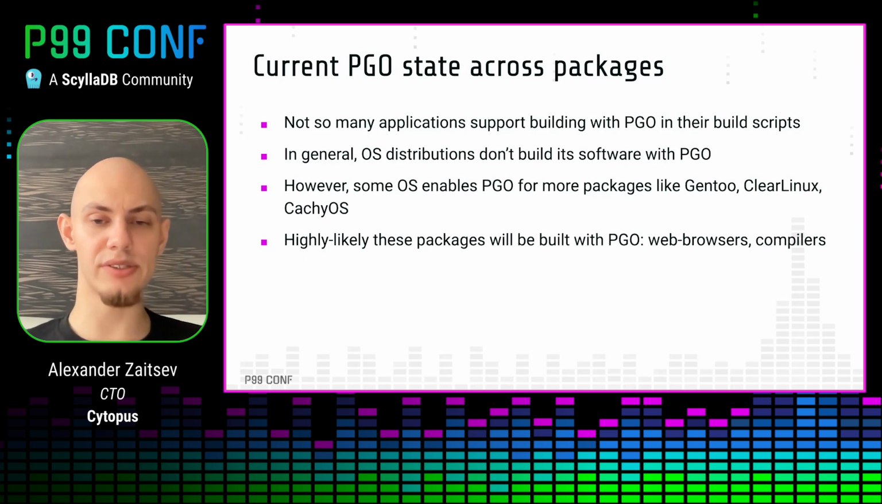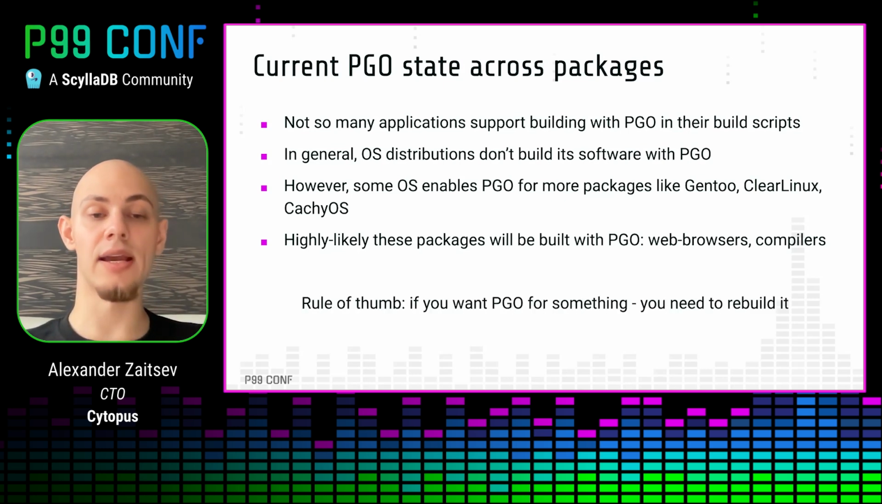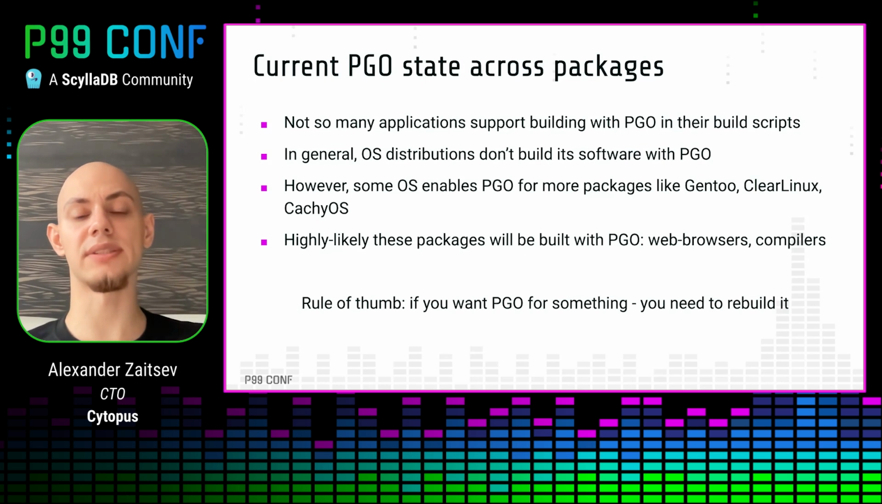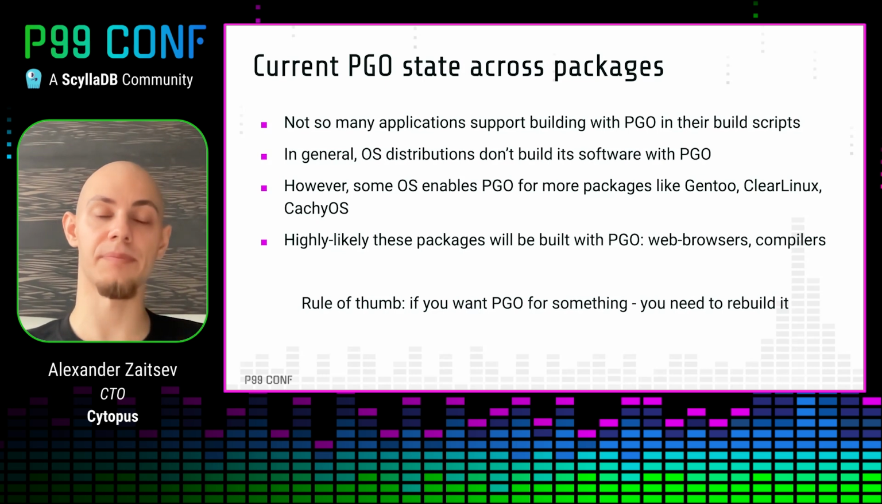In my experience, you can expect that these kinds of packages will most likely be optimized with PGO: web browsers, Chromium-based and Firefox. They have been optimized with PGO for several years, and compilers like Clang and GCC. However, as a rule of thumb, if you want to have something PGO optimized, you need to rebuild it locally with PGO optimization.